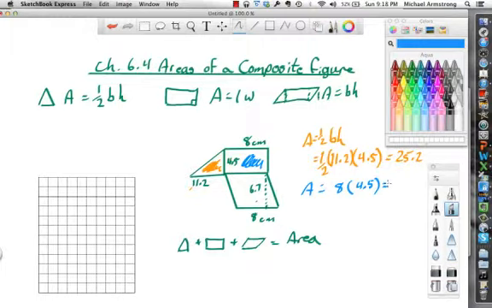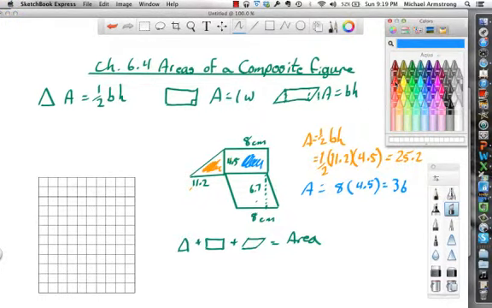And I've got 36, and let's see if that's reasonable. 8 times 4 is 32. 8 times 5 is 40. And if we rounded 4.5 up to 5, 8 times 5 would be 40. And it's smaller than that and bigger than 32, so that makes sense to me.